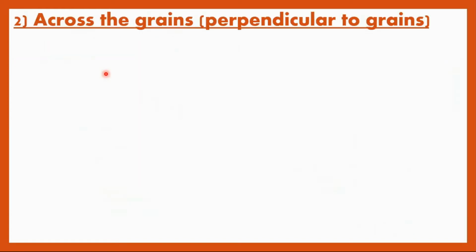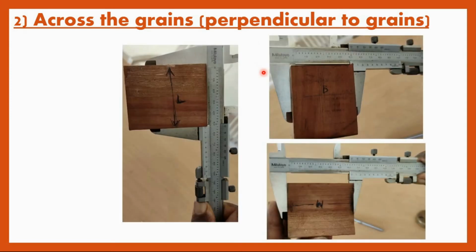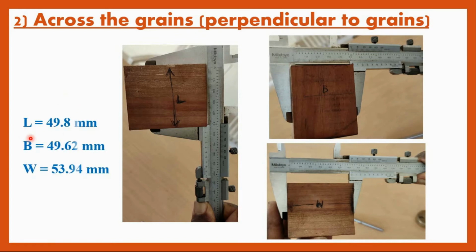Now I will move on to the second case, that is across the grains, nothing but perpendicular to the grains. The procedure is the same, but we need to place the grains perpendicular to the applied load. First, observe the dimensions of the specimen using the vernier caliper. I call this one L. Before it was parallel, now it is perpendicular to the grains. The grains will be perpendicular to the applied load. Measure width and breadth also. So I got the results: length is 49.8, breadth is 49.62 and width is 53.94 mm.